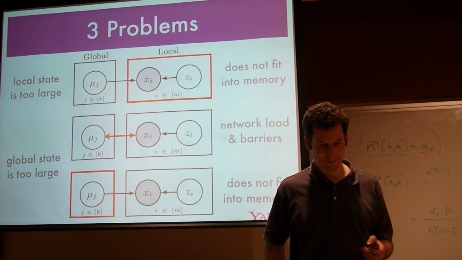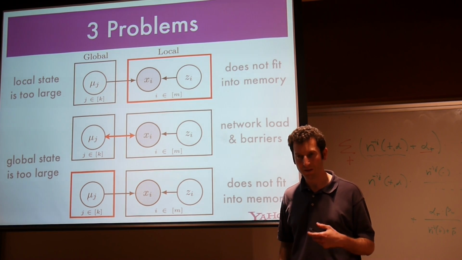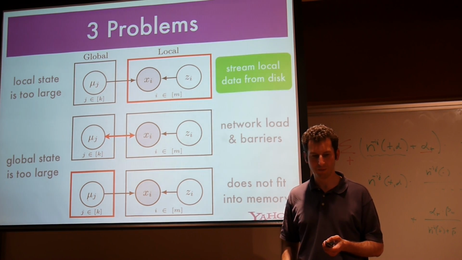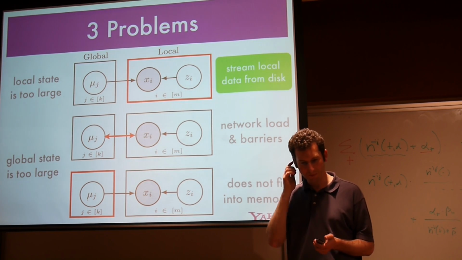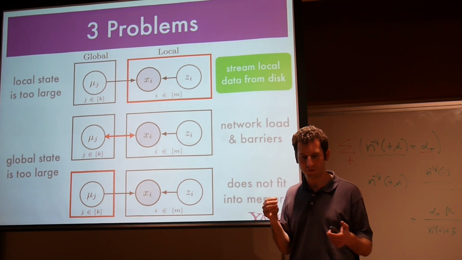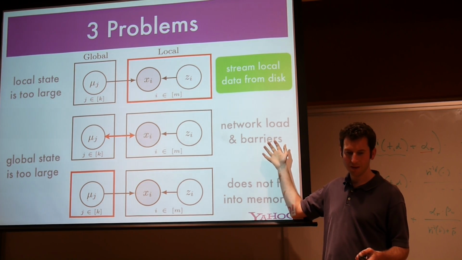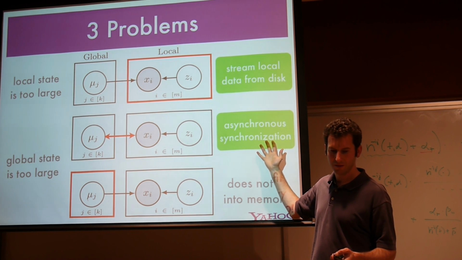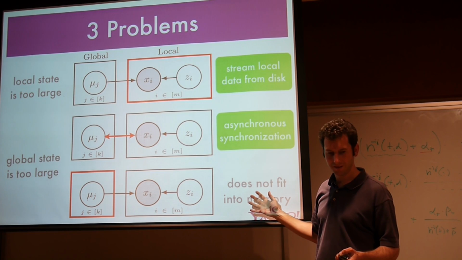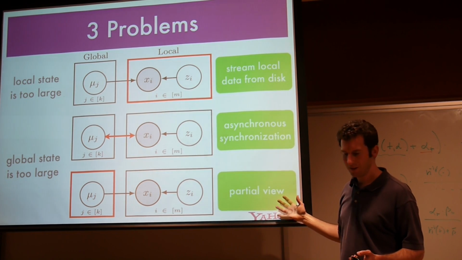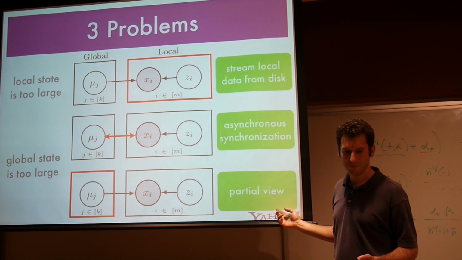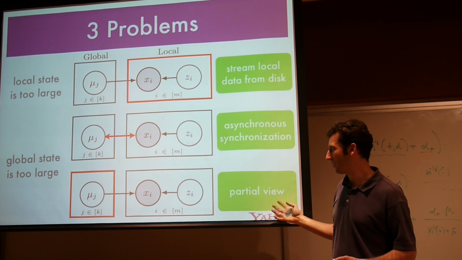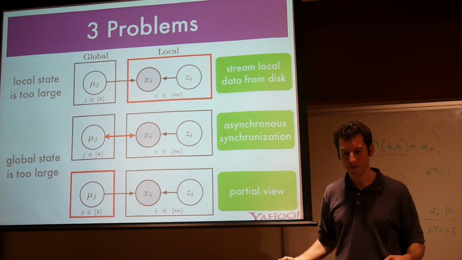So in other words, these are the three problems. The local state doesn't really fit into memory. Well, you fix it by streaming it from disk. No big drama. The global state can actually be too large, and you have all those network load issues and lots of barriers. You can work through that by essentially synchronizing asynchronously. And then, if things don't fit into memory, you only load the part that you really care about. So those are, in a way, the tricks that you can use to spread out large-scale latent variable models.